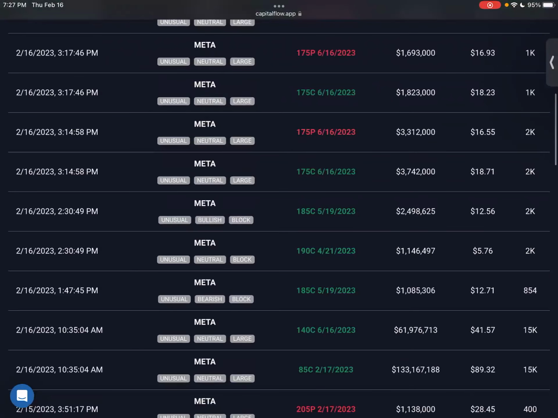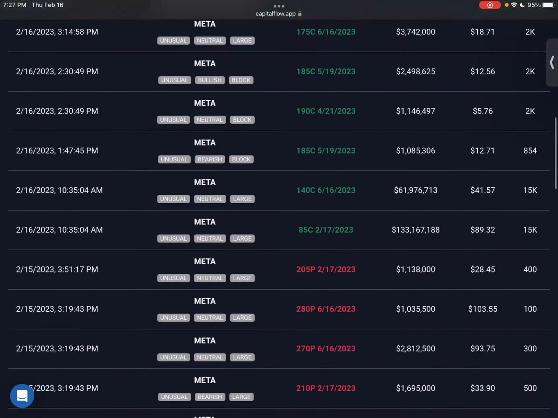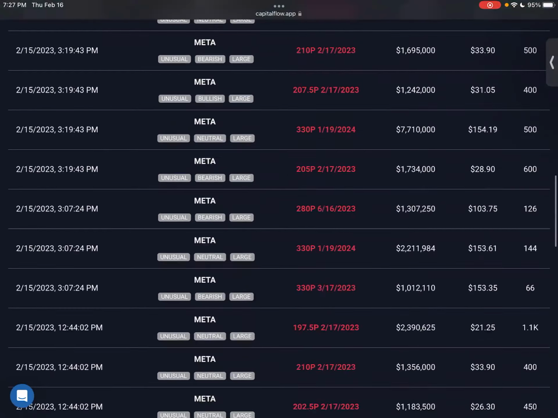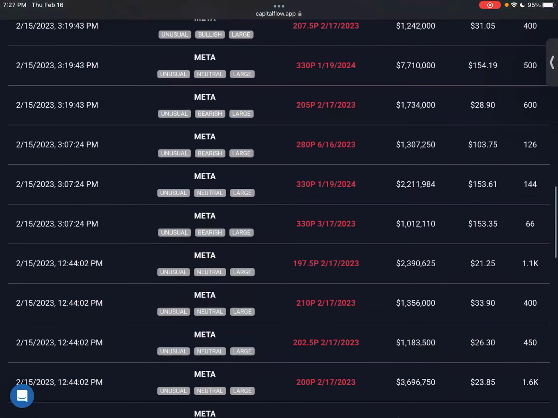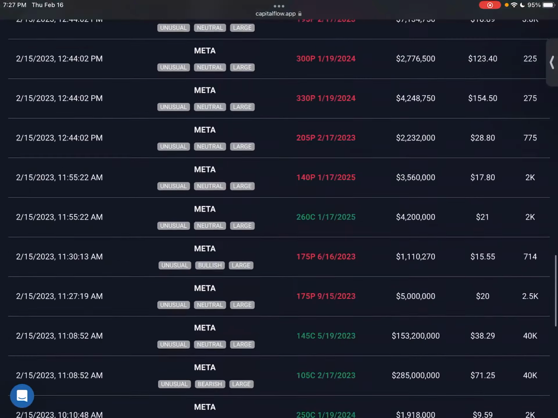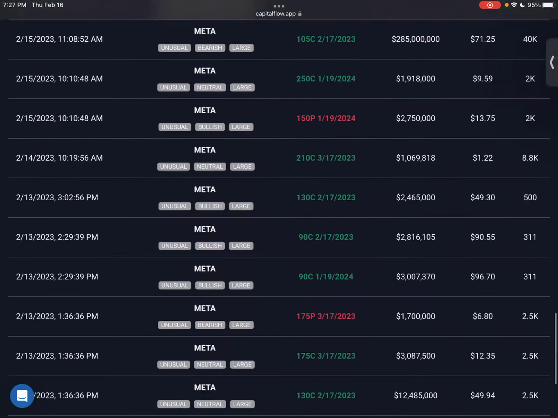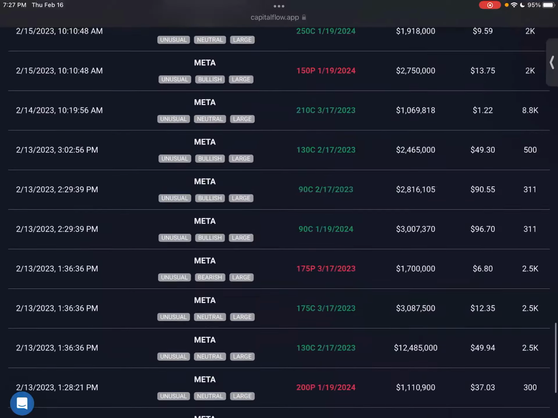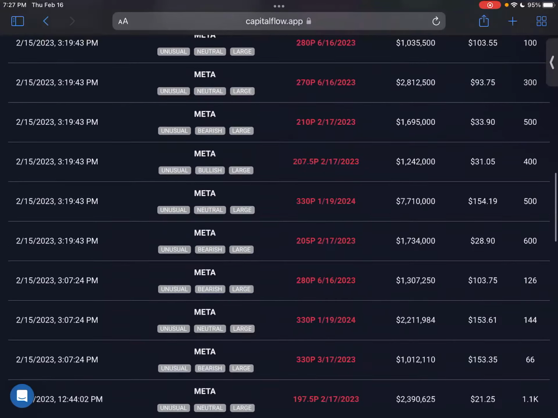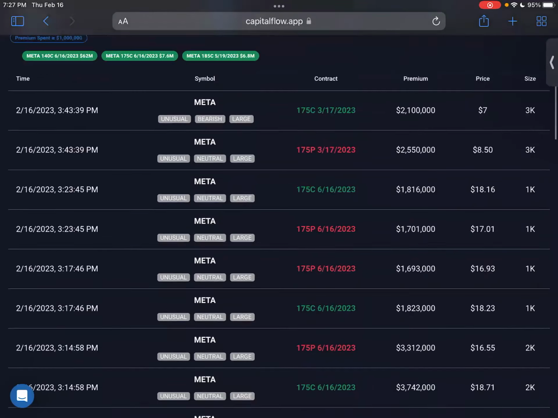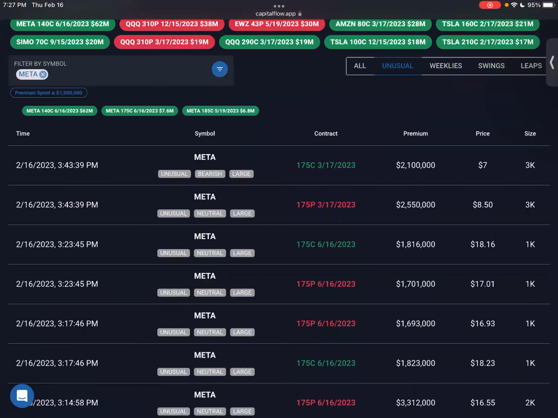I'm trying to find, you have large, you have block, and you have one more. There's large, block, and then sweep. I want to find a sweep order to show you. I'll find one somewhere else. But anyway, these are self-explanatory, which we just put on here. So you can literally just tap it or hover over it, and it's going to give you the definition of what large means.